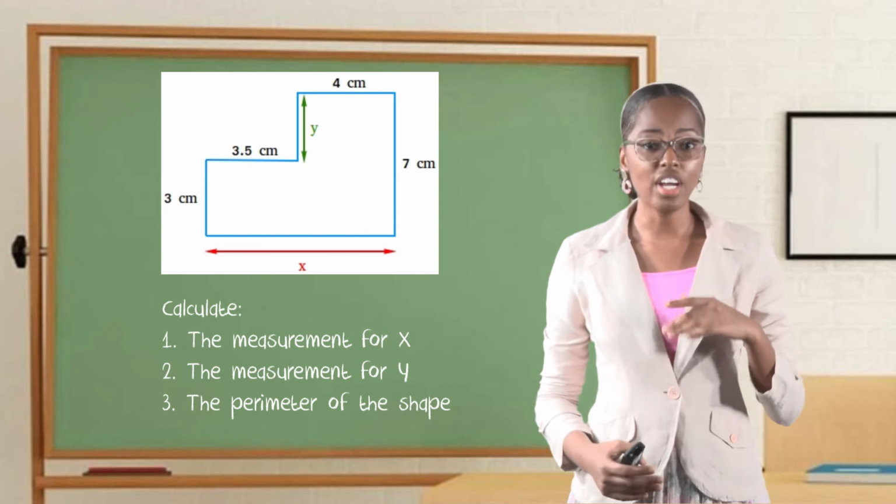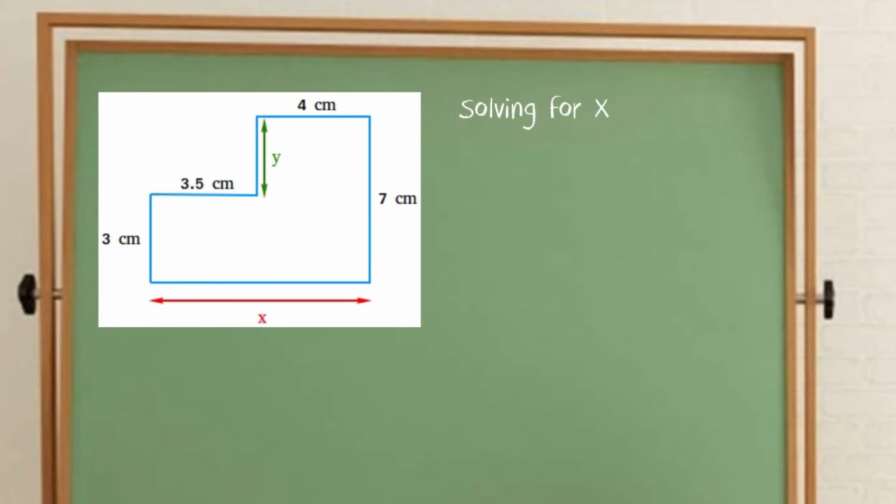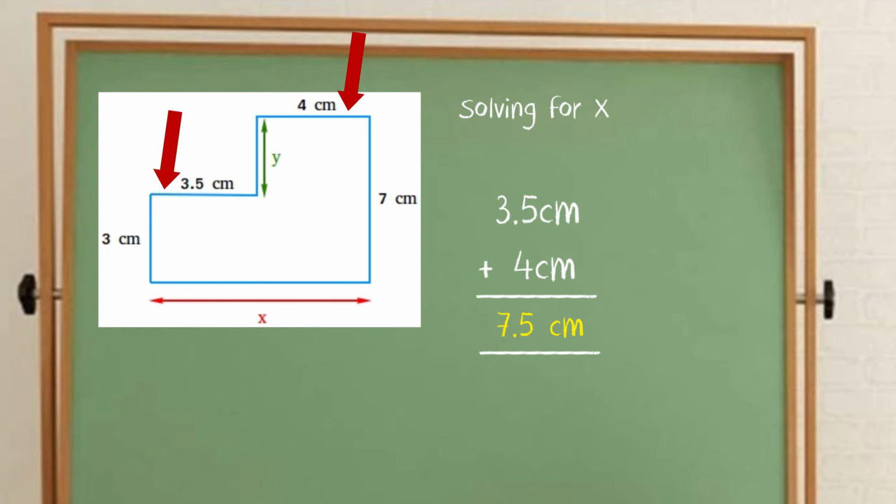So if we're going to solve for x, we look at the top of the shape there. And if you notice at the top, there's one measurement going up this way, which is 4 centimeters. And then there's another one just below that, which is 3.5 centimeters. However, let's say both of those lines were on the same level, the 4 centimeters and the 3.5 centimeters. That would give us the measurement for x. So we add 4 and we add 3.5. And when we do that, we get 7.5 centimeters. Therefore, the value for x would be 7.5 centimeters.